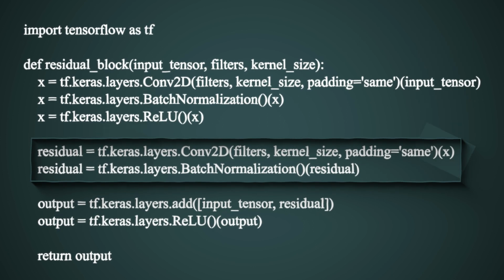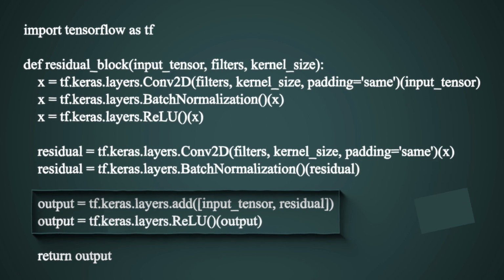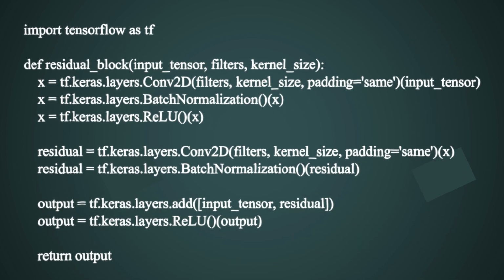Now, here comes the interesting part. We add the residual tensor to the input tensor using the tf.keras.layers.add function. This way, we preserve some information from the input and avoid losing it during the convolution. Finally, we apply ReLU activation to the output of the addition to make it nonlinear. And that's it. We have created a residual block.